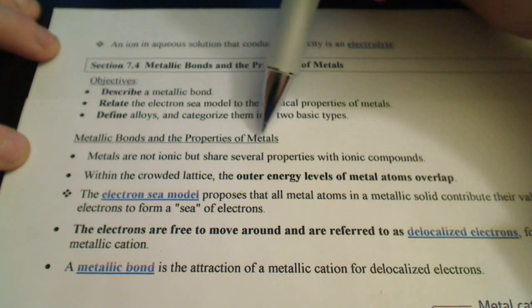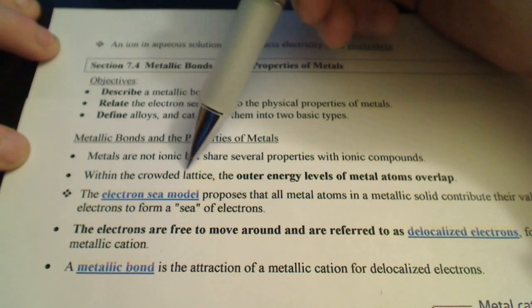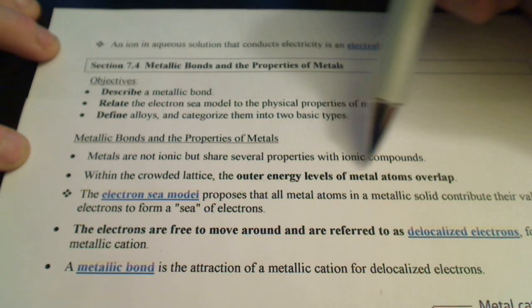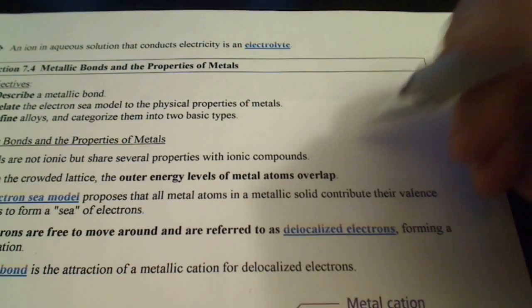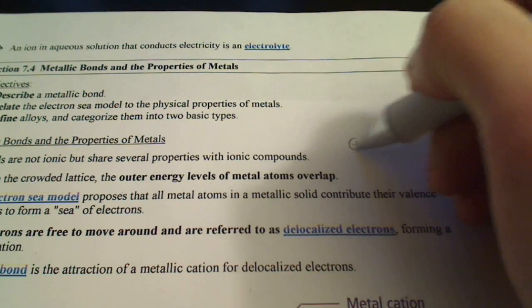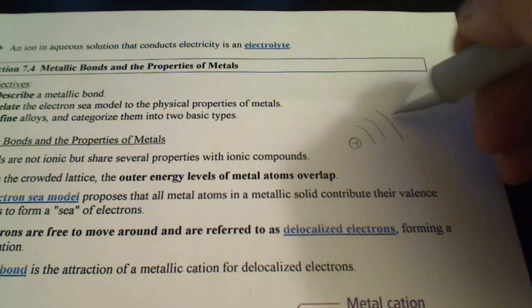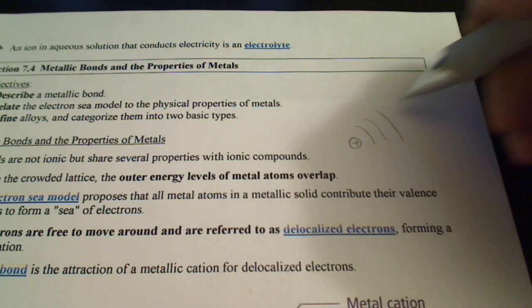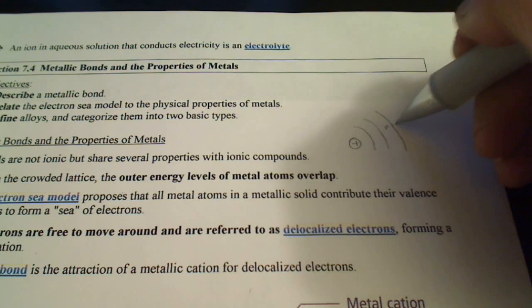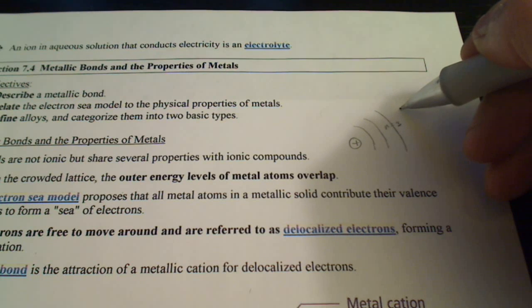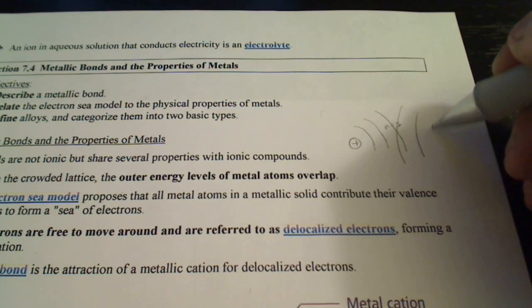Metallic bonds and the properties of metals. Metals are not ionic but share several properties with ionic compounds. Within the crowded lattice, the outer energy levels of metal atoms overlap. What that means is the following. If I have one atom of a metal here, here's the proton for it. The energy levels for it, particularly the outer ones, let's just say that this atom happens to have electrons going out to n equals 3, the third energy level. The valence electrons in the third energy levels will overlap with adjacent atoms.